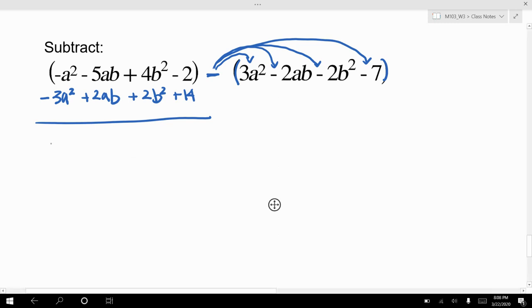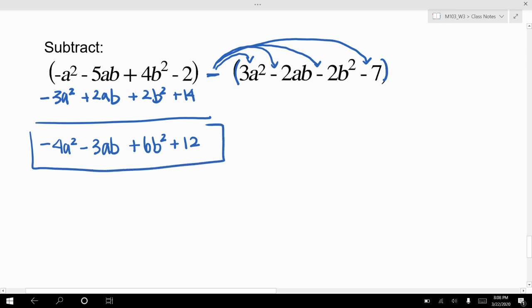So let's go through and do that. Negative 1a minus 3 more. Negative 5 plus 2. 4 plus 2. Negative 2 plus 14. And that is the final answer. So again, on adding, it's very straightforward. You just line up your like terms by column, combine the like terms by adding the coefficients.